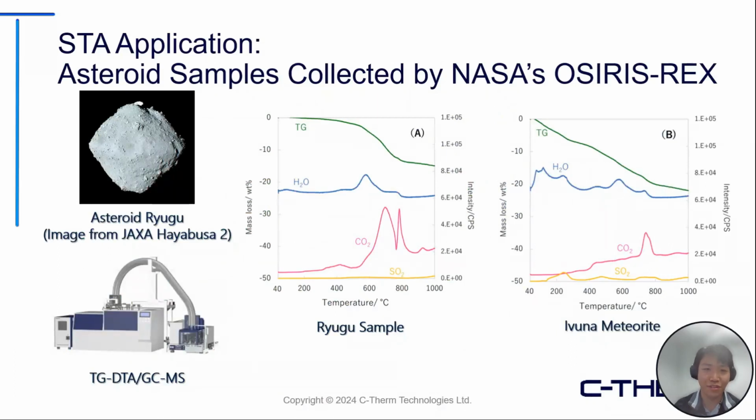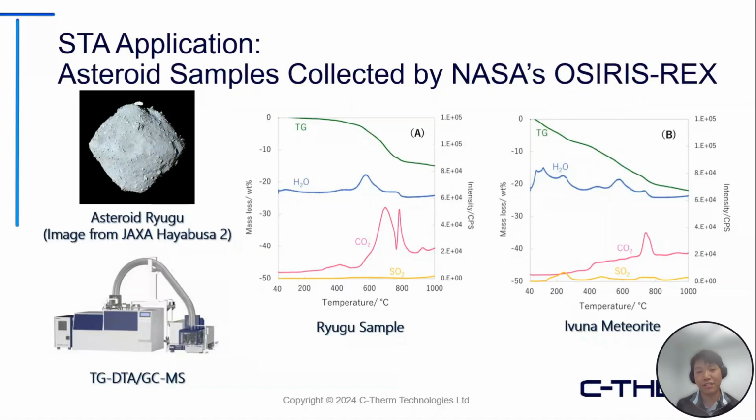So the next application is more of an exotic one. This is the case where asteroid samples from the asteroid Ryugu, which was collected by NASA's OSIRIS-REx, was measured using STA with the GCMS configuration attached to it. So GCMS stands for gas chromatography and mass spectrometry option. So as the sample was heated up and it started off-gassing, the product gases were analyzed with GC and MS technology.